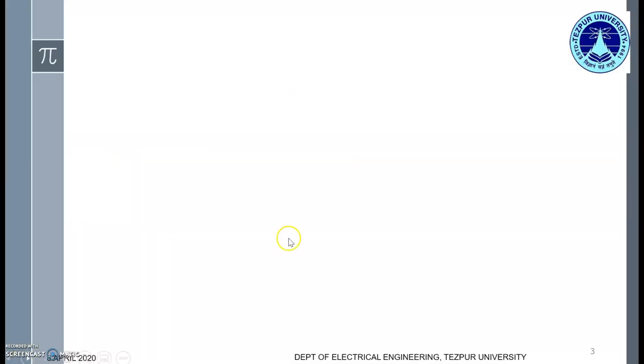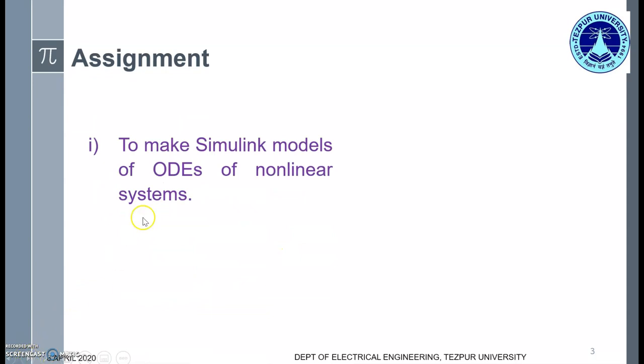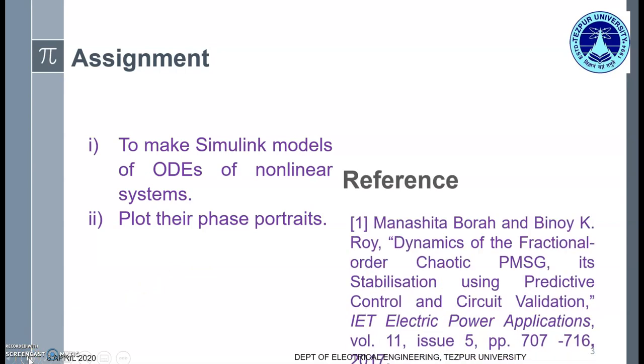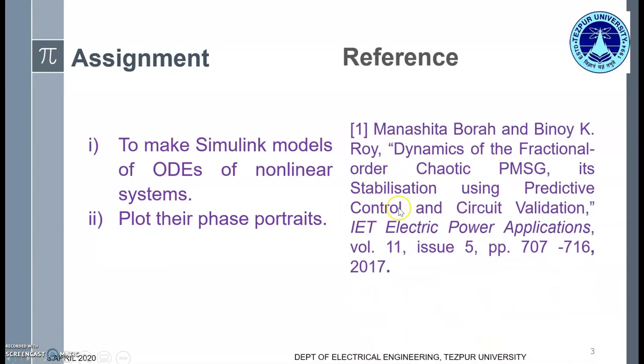So now let us see what the assignment is. The assignment is to make Simulink models of ordinary differential equations of nonlinear systems and to plot their phase portraits, that is x1 versus x2 or x2 versus x3. The reference was this, from which we had taken the model of the permanent magnet synchronous generator.